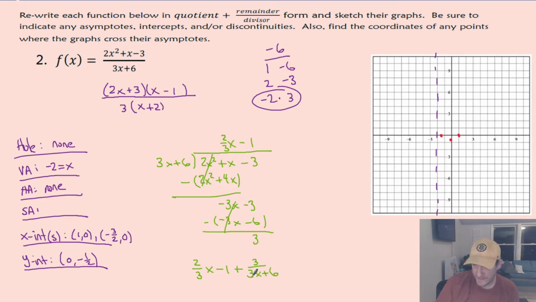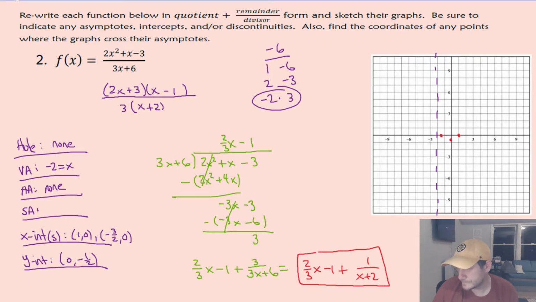But technically, yeah, if we can factor the 3 out of the denominator and cancel it, we should. So as much as it's maybe a little bit annoying, perhaps our final answer should really be 2/3 x minus 1 plus just 1 over x plus 2. But either way, now we can graph our slant asymptote, which is at y equals 2/3 x minus 1.